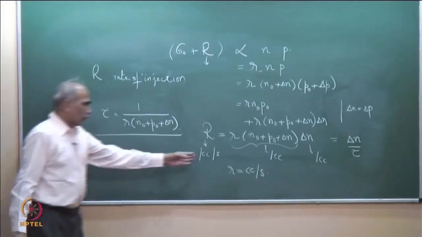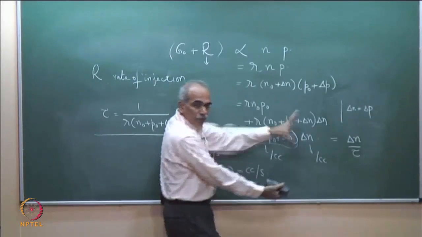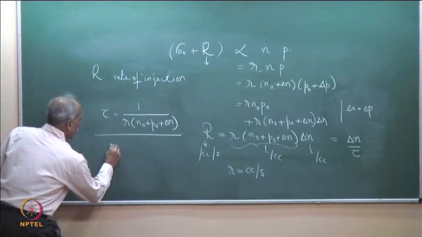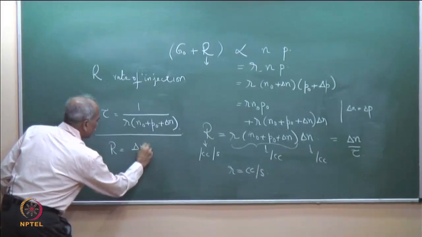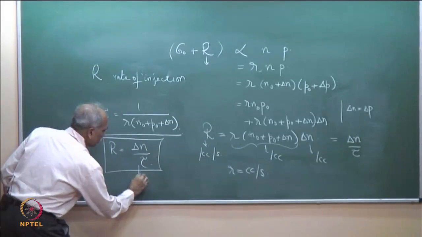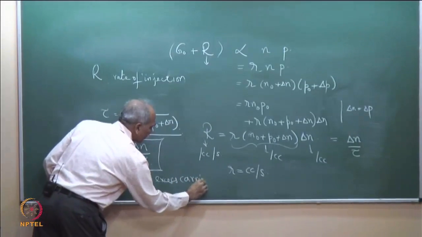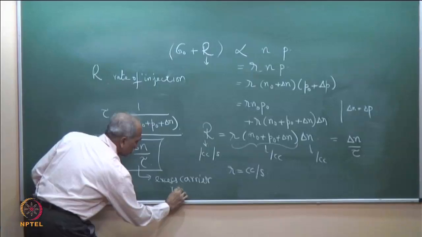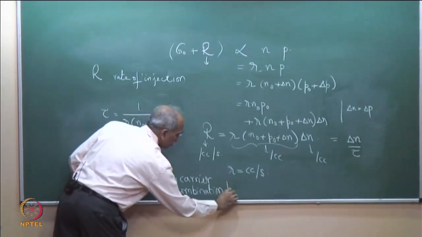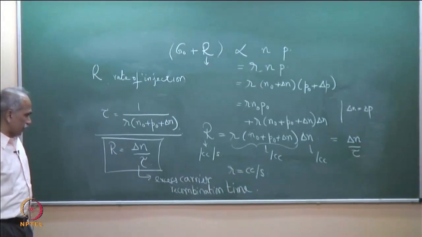But I wrote all these units just to say that yes, indeed this has units of inverse time. Therefore, it can be represented as some 1 by tau. This tau, so R is equal to delta n by tau. This is an important expression. This tau is called the excess carrier recombination time.